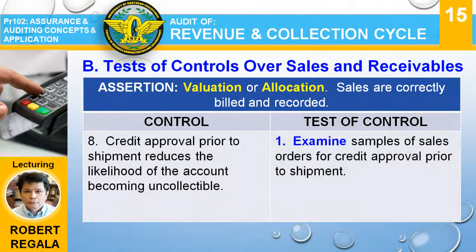Slide 15. The eighth control is described as credit approval prior to shipment reduces the likelihood of the account becoming uncollectible. To test this control, the auditor should examine a sample of sales orders for credit approval prior to shipment.